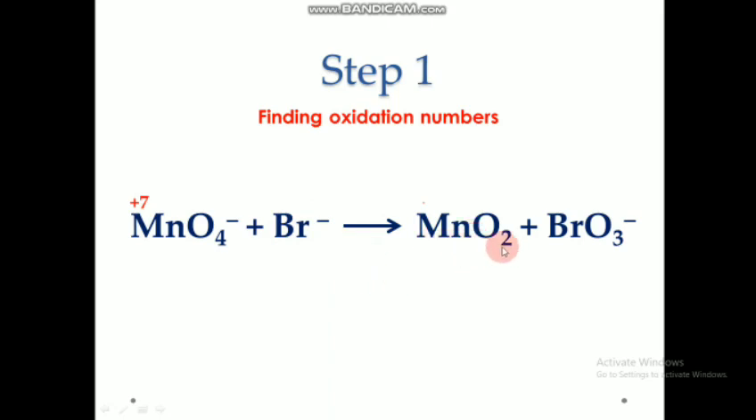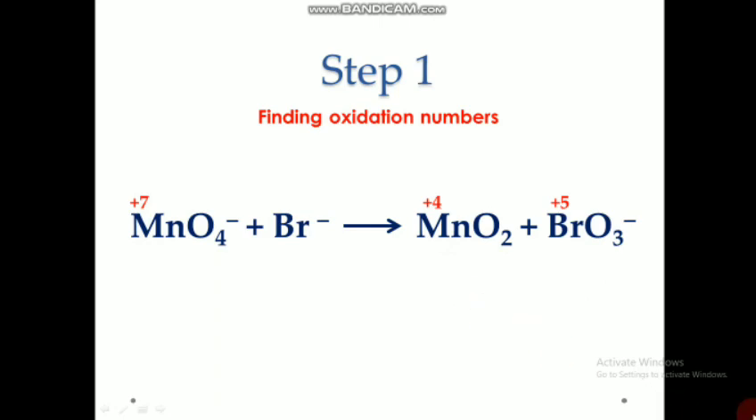In this manganese compound, there are 2 oxygens and there is no net charge. So 2 into 2, 4 minus charges will be there, so the oxidation number of manganese will be 4 plus. In this bromine compound, 3 oxygens are there and a net charge of negative. So 3 into 2, 6 negative charges. To balance that and give a net charge of 1 negative, bromine needs 5 plus. So 5 minus 6 will become 1 minus. So that's how we find the oxidation numbers.